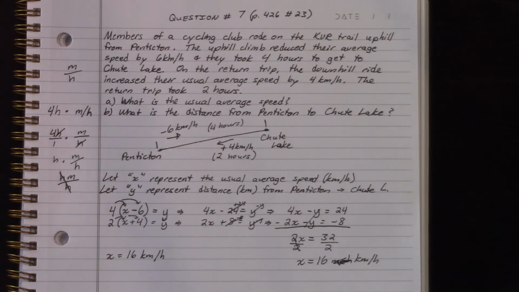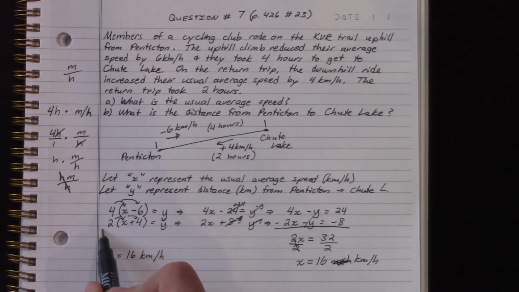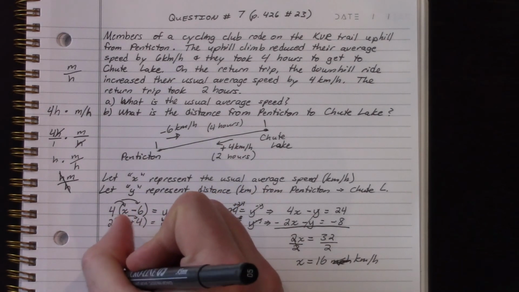And that makes sense. I mean, if it was 100 kilometers per hour, I would be very shocked that a bike club could travel that fast. If it was 1 kilometer an hour, I would also be shocked that any human beings could travel so slowly on a bicycle. So now I want to plug in 16 for my x in either one of these equations. I'm going to use this bottom one here because it is smaller, and smaller is easier.